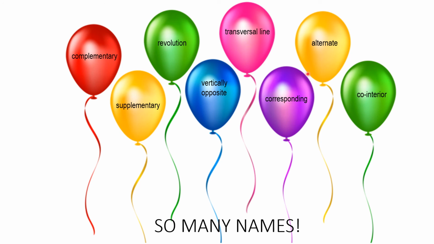And then here are our 3 relationships that we just learned for parallel lines. Corresponding angles, they make the F shape. Alternate angles make the Z shape. And co-interior angles make the C shape.